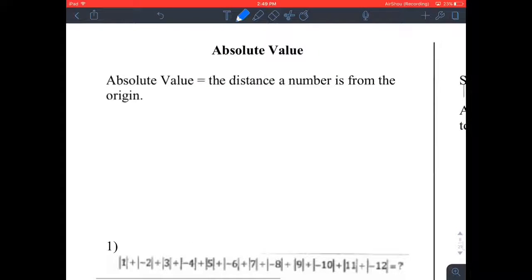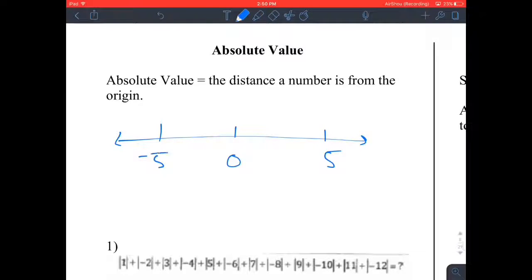Absolute value is the distance a number is from the origin. So if we have a number line like so, both -5 and 5 have an absolute value of 5 because they are both 5 units from the origin.